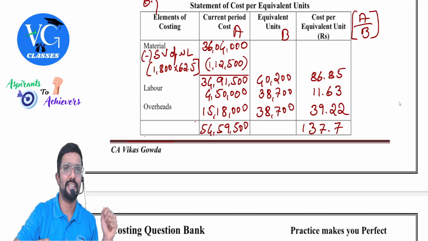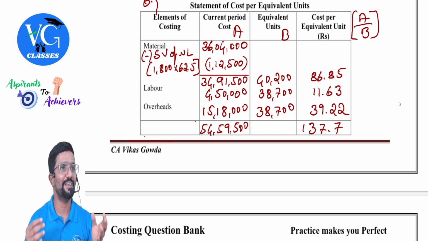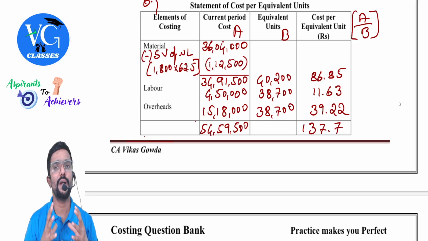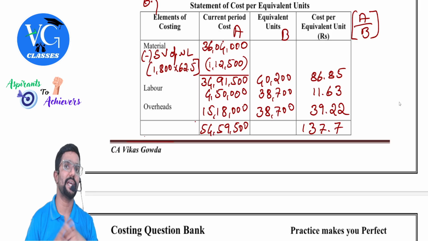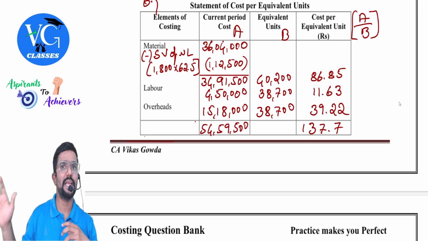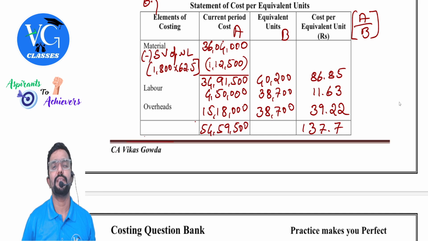Clear? Let me summarize only this, not the entire chapter. Under FIFO, I'm only bothered about what I did in the current period. What work did I complete in the current period? What cost did I incur in the current period? So we only consider the work done as well as the cost incurred in the current period. Whereas when calculating the cost of output, we will take even the cost of opening WAP. Whereas under the weighted average method, work done is work done. Just take it.